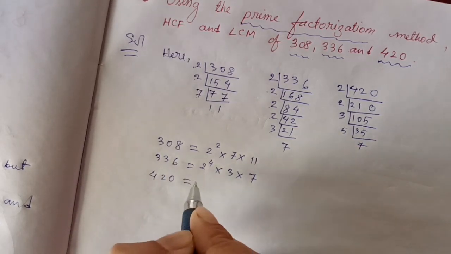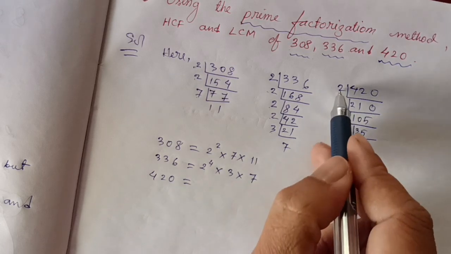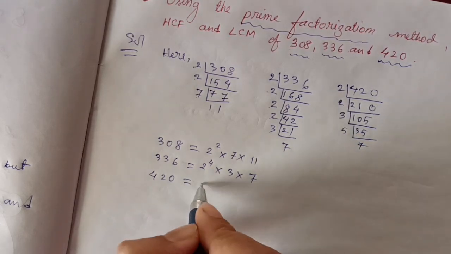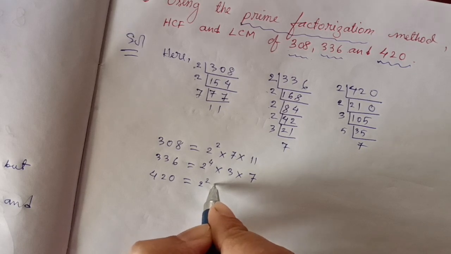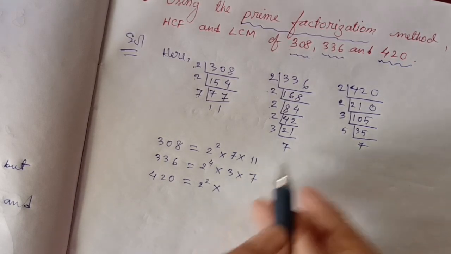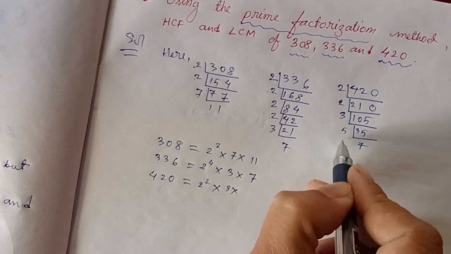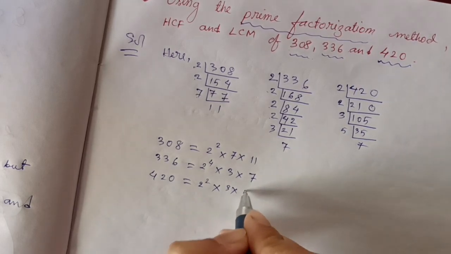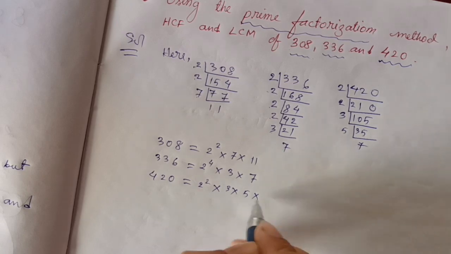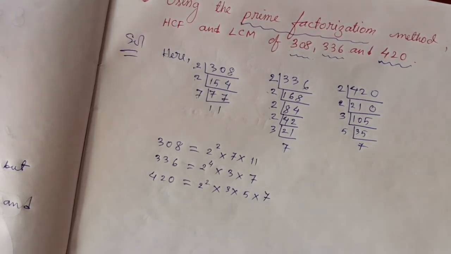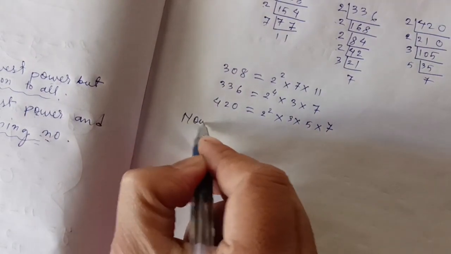Now 420 again. In this 420, how many 2s? 1, 2. Next we have 3. Next we have 5. Again we have 7.